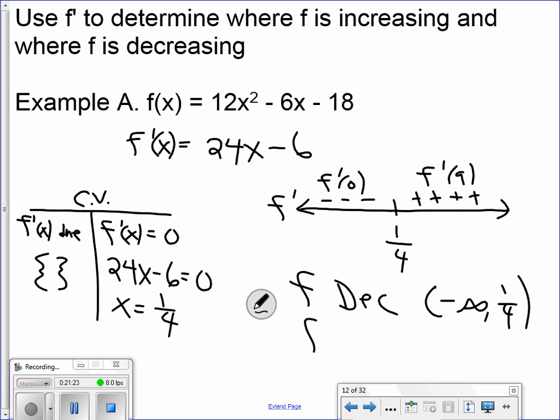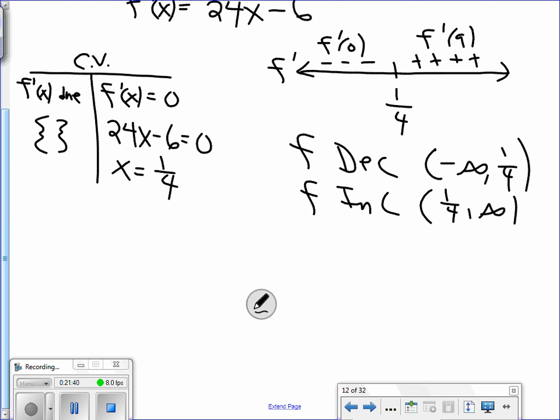Okay, now where is the function increasing? Yeah, so from 1/4 to positive infinity, we know that this function, even though we can't see it, is going to be increasing there. I'll just scroll up so you can actually see that. If you know the sign of the first derivative, you know exactly where your function is increasing, where it's decreasing. Okay, now that I did a nice easy one, why don't you do example B on your own?